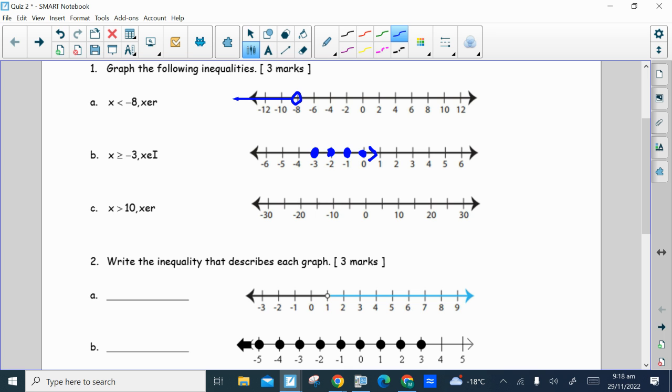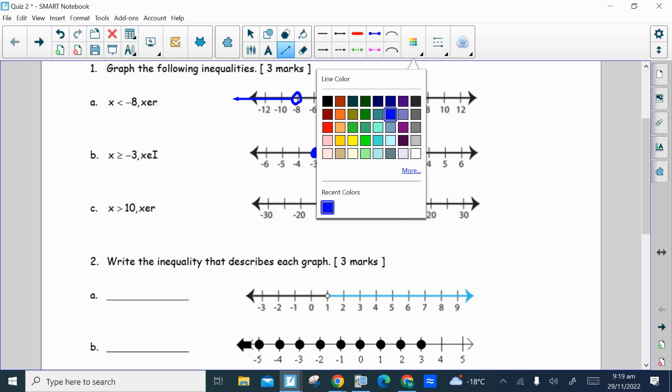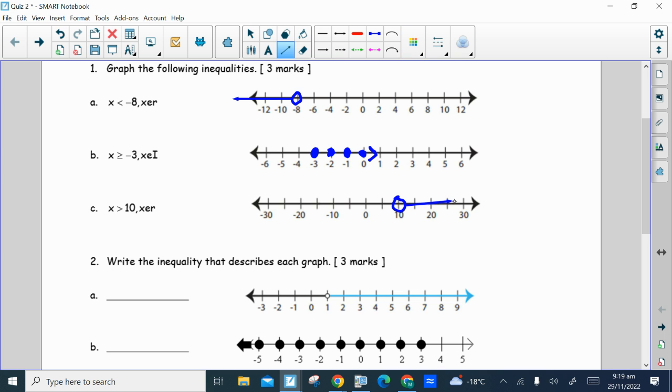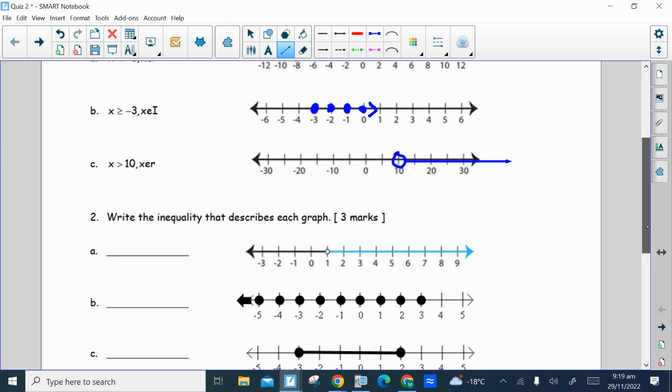Question C, back to real numbers, so we'll use a line. It says x is greater than 10. So we'll have an open dot on 10 because the 10 is not included, and now a line going off to the right with an arrow on the end because x must be greater than 10. Values are bigger than 10. And again, it's a line because it's real numbers.